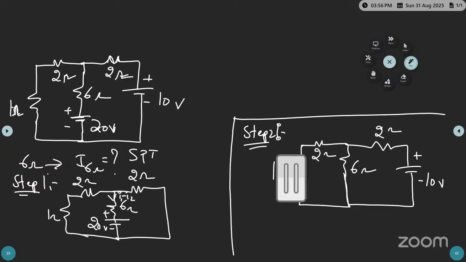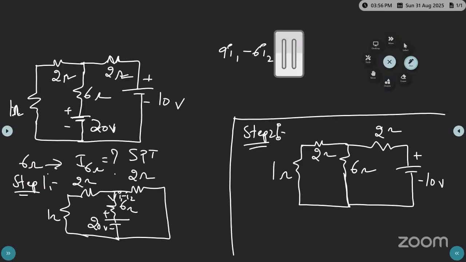I will write down the equation, you calculate after reaching home. Okay. What is the equation for this? Step 1: only consider the 20 volt source, the 10 volt source is absent. Second step: only consider the 10 volt source, the 20 volt source is absent. What is the equation for this? 9I1 minus 6I2 plus 20 is equal to 0.